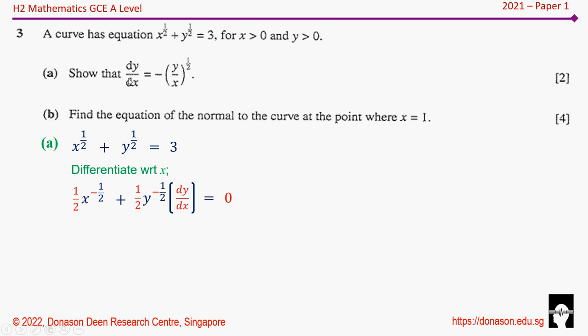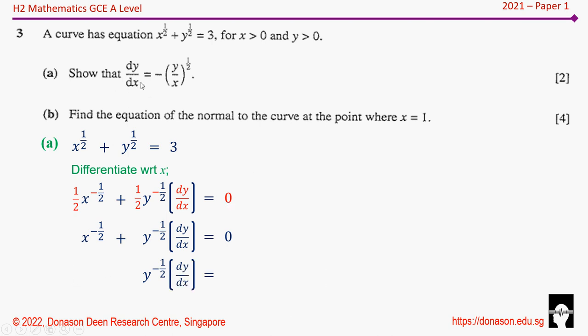All that we need to do in order to show this is to make dy/dx the subject of the formula. Of course, the first step we can do is multiply throughout the expression by 2 in order to get rid of the half here. So 0 times 2 would also become 0. So I'm going to multiply everything by 2, so all the halves are gone. So I have x to the power of minus half plus y to the power of minus half dy/dx is equal to 0, because 0 times 2 is also 0.